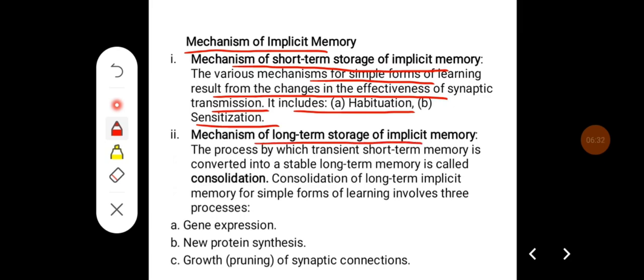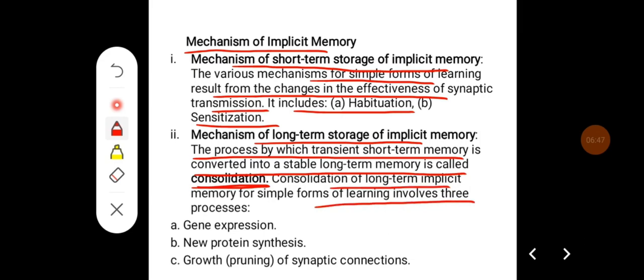Whereas in the mechanism of long-term storage of implicit memory, the process by which the transient short-term memory is converted into stable long-term memory is called consolidation. Consolidation of long-term implicit memory for simple forms of learning involves three processes. That is, it involves gene expression, it involves new protein formation, and it involves the growth of the synaptic connections.